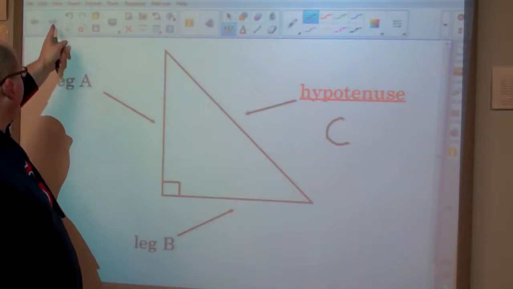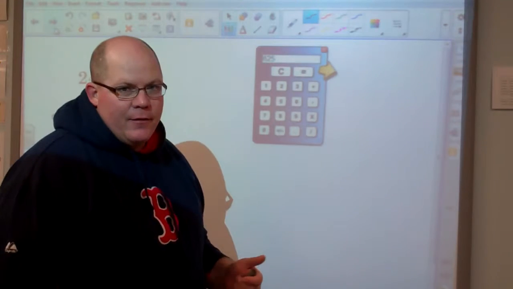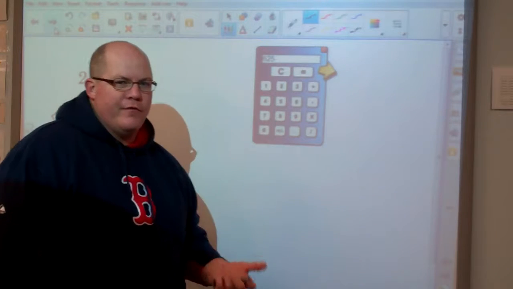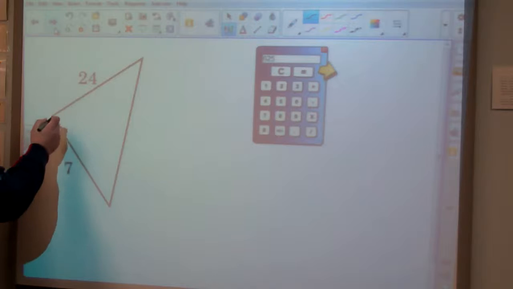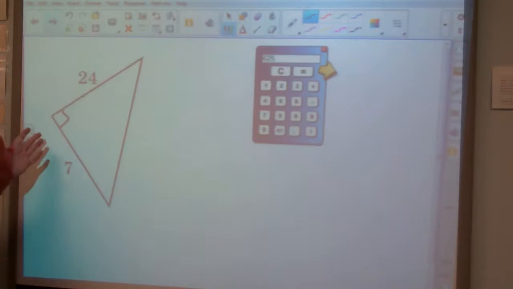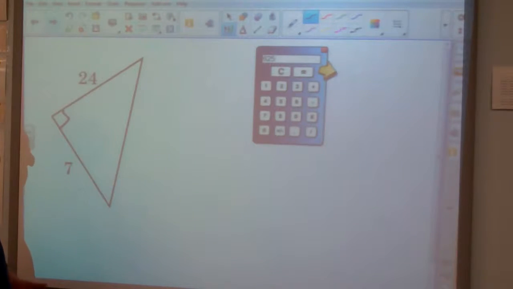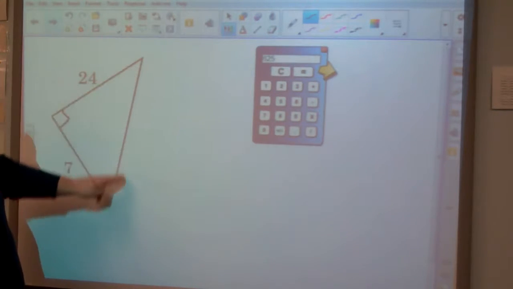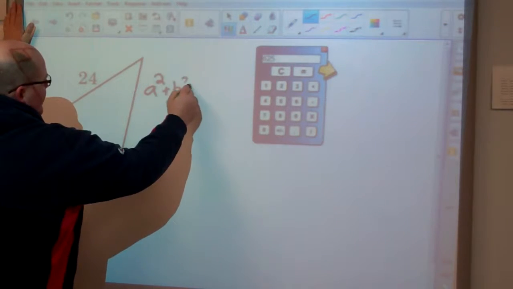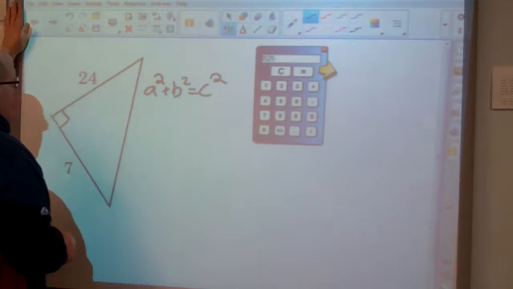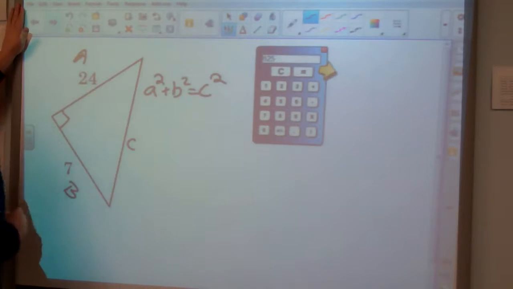This is pretty simple. I suggest that you use a calculator that has a square function and a square root function. So here I have a right triangle. Are they giving us the hypotenuse or the legs? No. So I'm going to identify here's my diagonal, that's my c. I'm going to put my formula down: a squared plus b squared equals c squared. Let's call this a, let's call this b. This is my diagonal, so this is c.